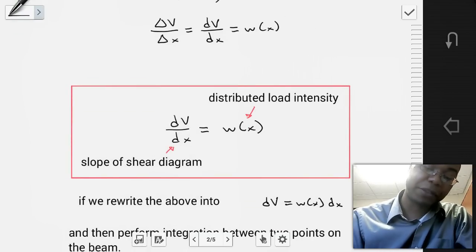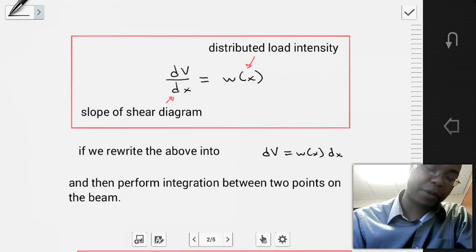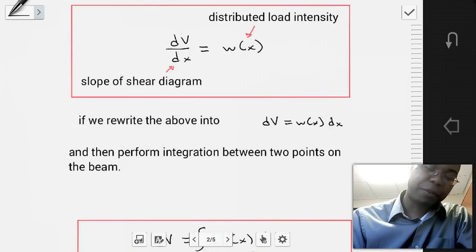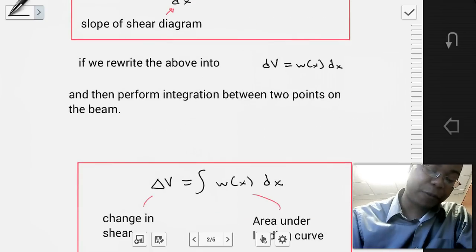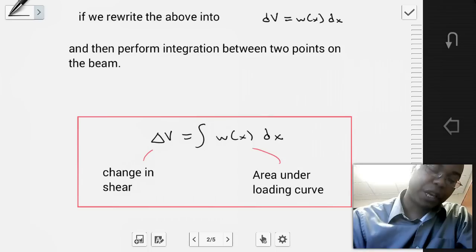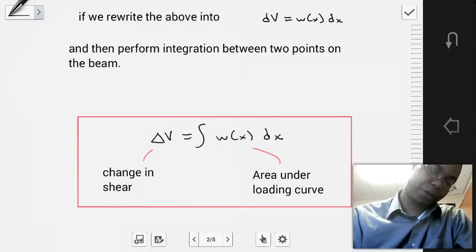Now, if we were to rewrite the above equation into the following form, and then perform integration between 2 points of interest along the length of the beam, then we'll find that the change in the shear force is going to be equal to the integral of the distributed load with respect to x, where the left-hand side of the equation is the change in the shear diagram, and the right-hand side is equal to the area under the loading curve.